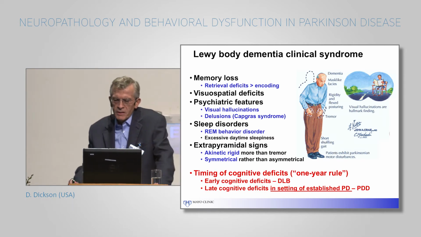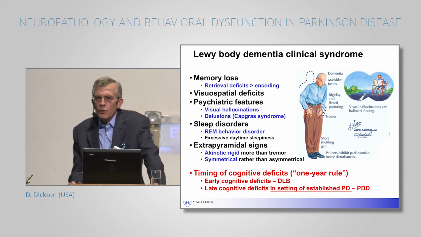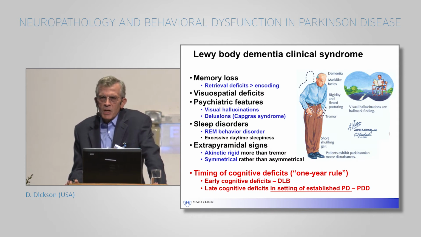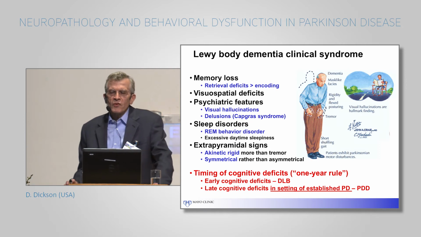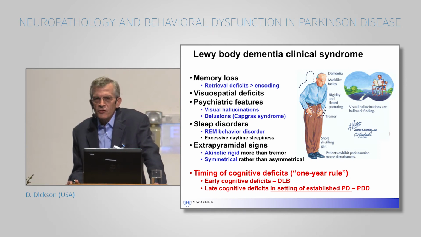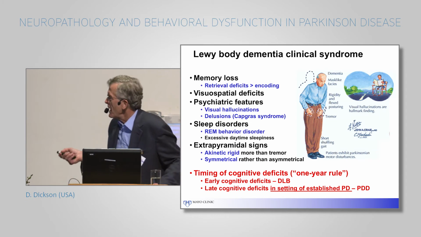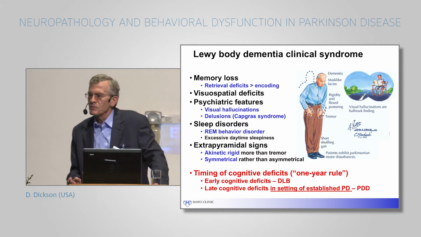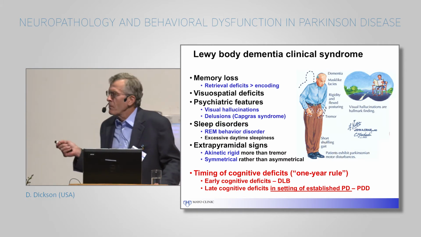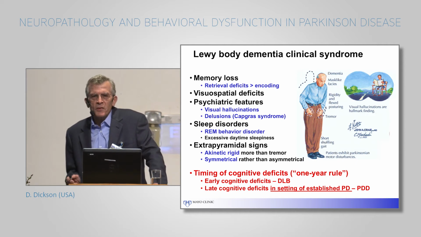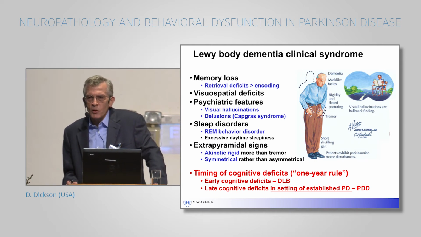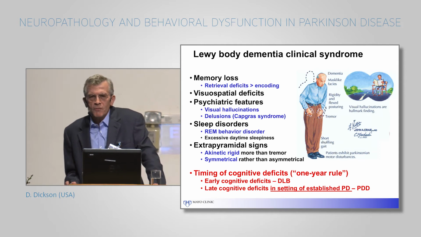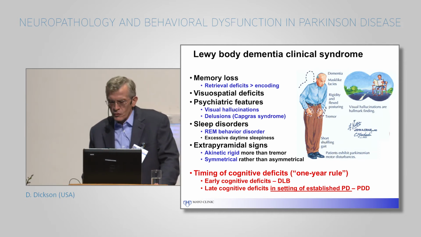The distinction between DLB and PDD is the one-year rule, but I would just emphasize that the new criteria stipulate quite clearly that the one-year rule is used for research purposes alone, and that the diagnosis should rest on what the primary clinical presentation of the patient is. Was this a patient that had established Parkinson's disease and then later developed cognitive problems? That's PDD. Was this a patient that had early cognitive deficits with or without Parkinsonism? And Parkinsonism is actually not a required clinical criterion for DLB, in which case the diagnosis would be DLB.